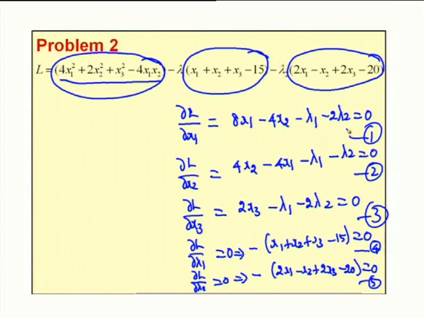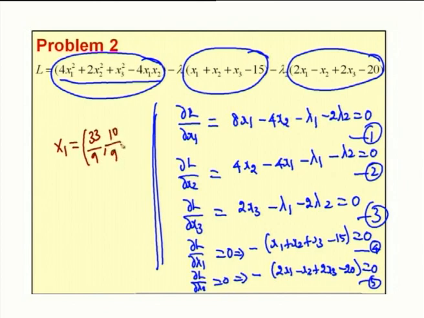So, the solution for this problem is, we will get the x1 value as 33 by 9 and x2 value as 10 by 9 and x3 value as 8. So, by solving these simultaneous equations, we get the solution as x1 equal to 33 by 9, x2 equal to 10 by 9 and x3 equal to 8.